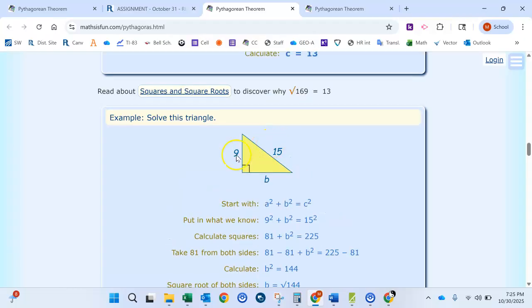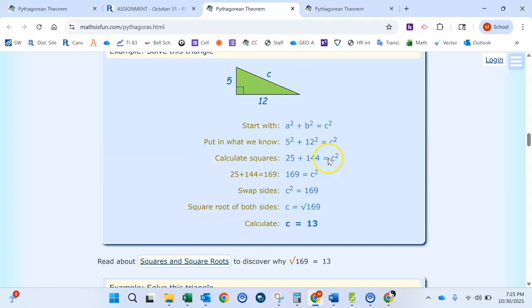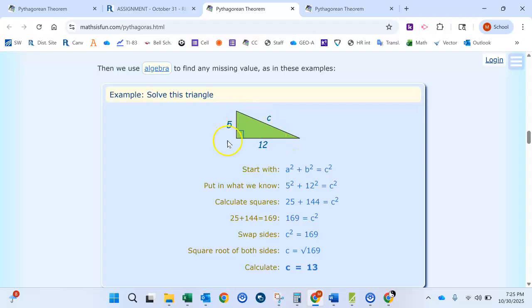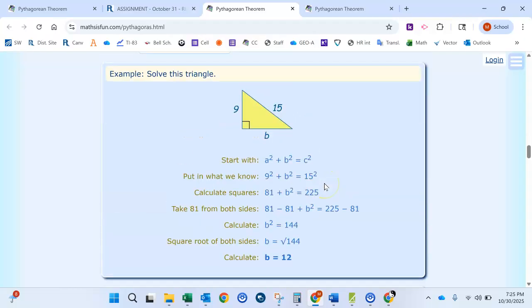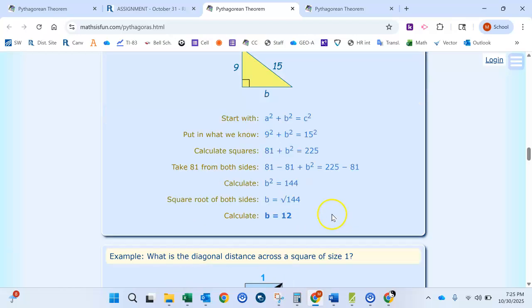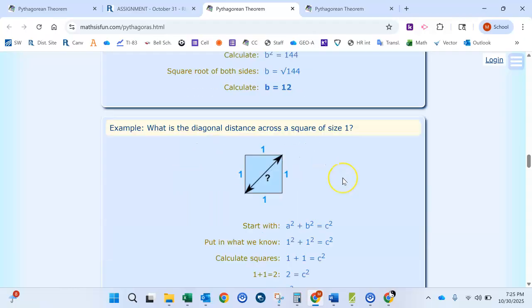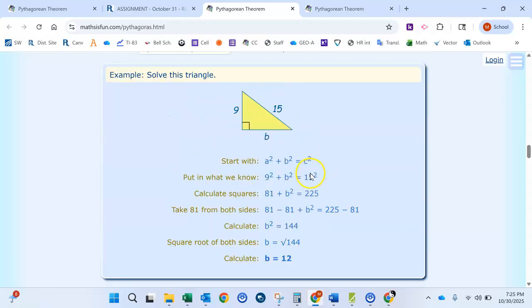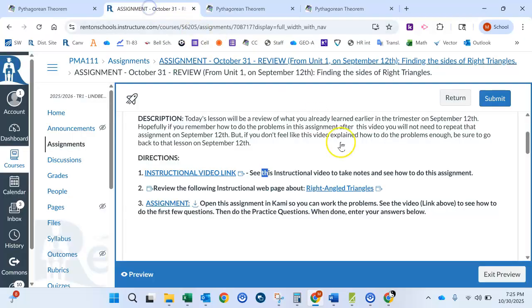And the A and B are the legs, right? So sometimes if you have the legs, and you solve for the hypotenuse, it's pretty easy, right? You just go through this process. But if you're trying to solve for one of the legs, you have to do a little bit of algebra by going through this and then subtracting one of the sides. But pretty much the same. So if you want to spend a little time on that first, that's fine to review. But I'm going to go ahead and show you how to do the problem. So go ahead and open the assignment in Kami.